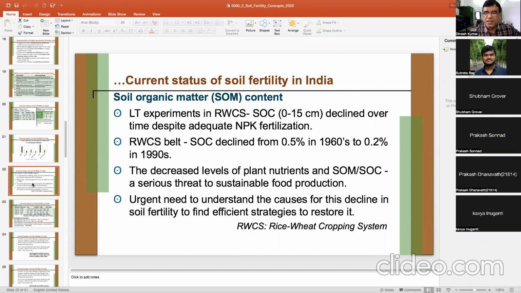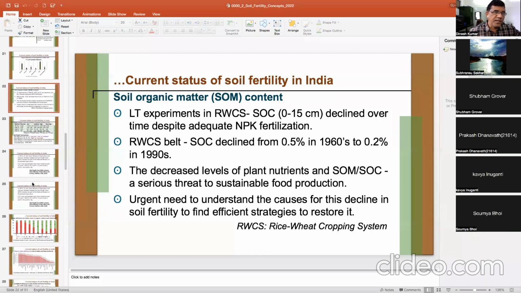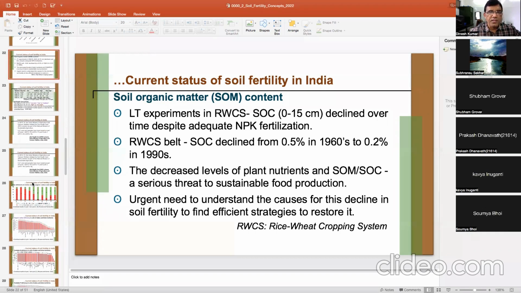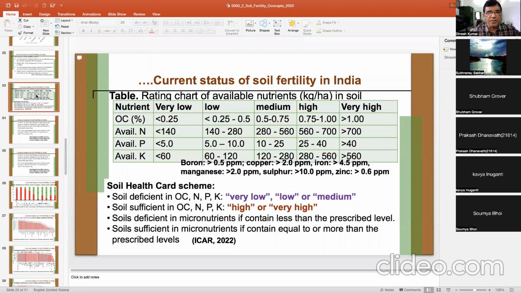Urgent need to understand the causes for the decline in soil fertility to find efficient strategies to restore it. Therefore, it is urgently required to know the reason why the soil fertility is going down. What are the reasons? We need to understand it. Now, I want to show you the latest data on the current status of soil fertility in India.